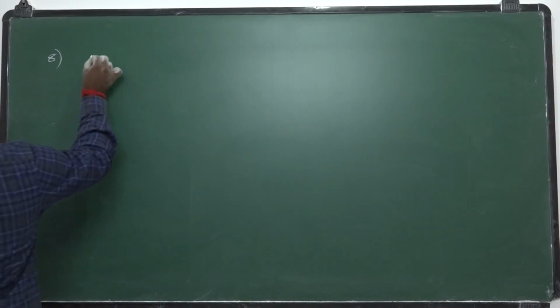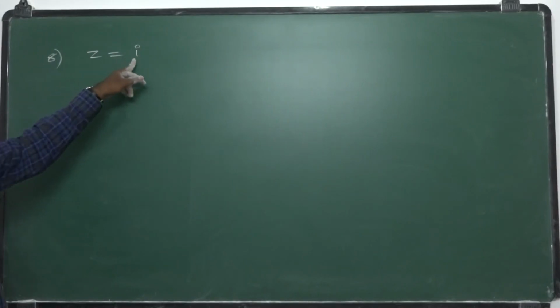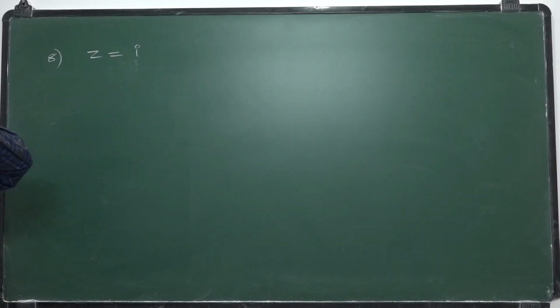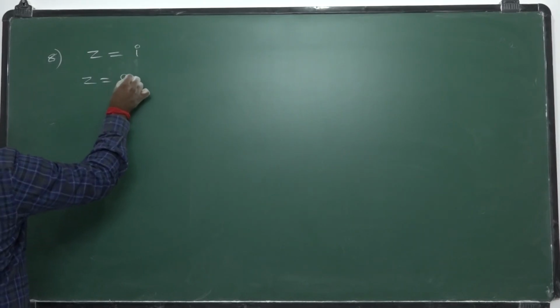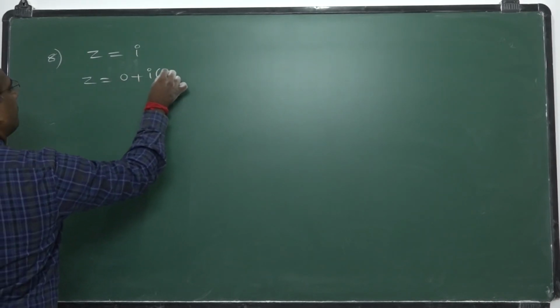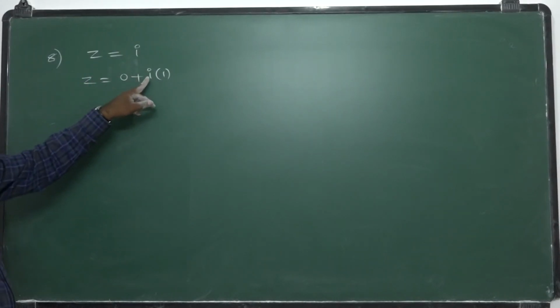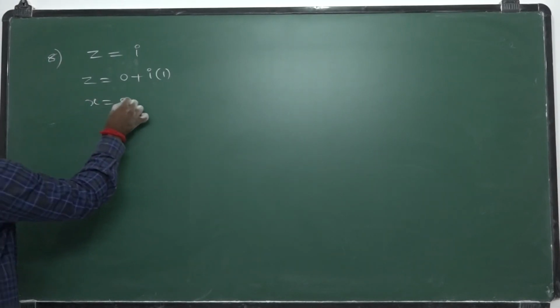Convert the complex number z equal to i in the polar form. Actually this is in the form of x plus iy, but we convert this complex number in the form of r of cos theta plus i sin theta. That is the polar form. So first I am going to write i. Here the real part is 0, therefore 0 plus i into 1. I am just writing the given complex number in the form of x plus iy. So x is 0 and y is 1.